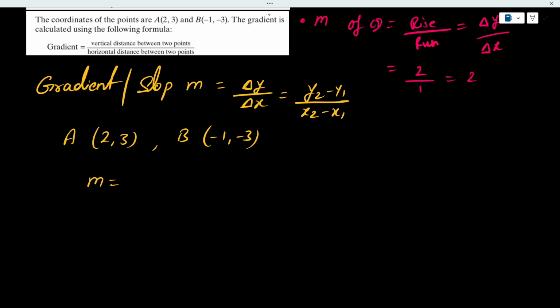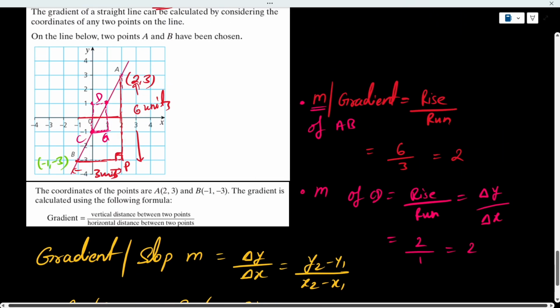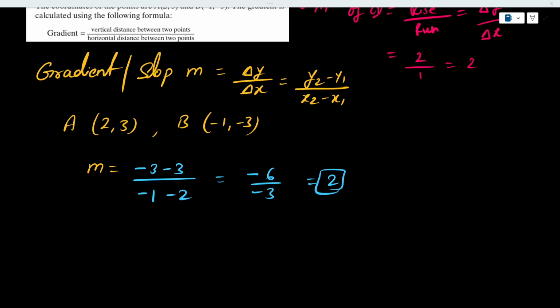So what is your y2 here? If you see here, this is your x1 y1, this is your x2 y2, right? And I said here y2 minus y1, so -3 by -1 -2. So y2 minus y1 by x2 minus x1, it is -6 by -3, which is 2. So my gradient is 2, and here when I did rise over run also, your gradient was 2 here. Correct? So that means it's the same. So we can use this formula to calculate the gradient of any straight line.